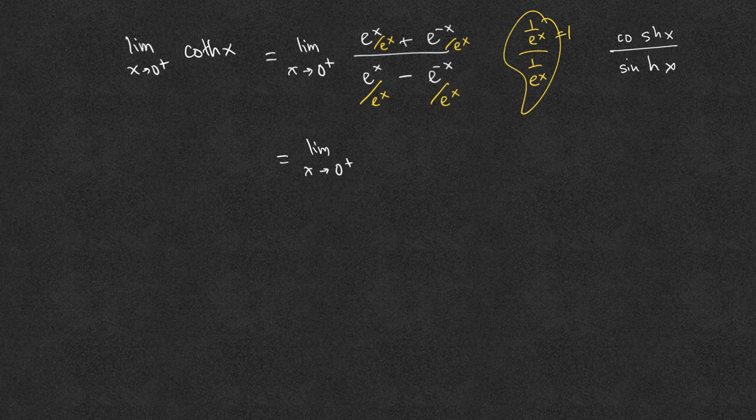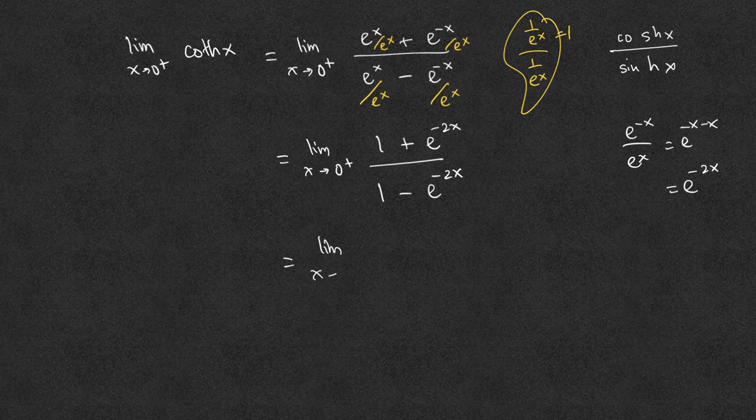e^x over e^x is 1, plus e^(-x) over e^x is e^(-x-x), which is e^(-2x). And so we have e^(-2x) over, and in the denominator, e^x over e^x is 1 minus e^(-2x). As x goes to 0 from the right-hand side, this is the limit of 1 plus 1 over e^(2x), over 1 minus 1 over e^(2x).